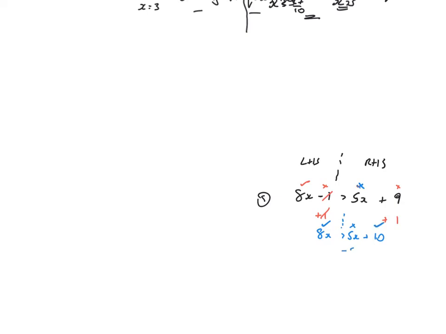So I need to take 5x off both sides. 8x take away 5x is 3x. And that's more than 10. I then bring 3 down, divide. x is more than 10 over 3. Final answer.